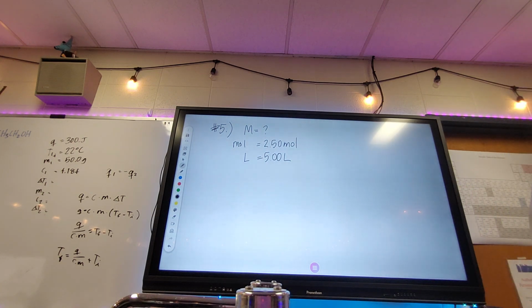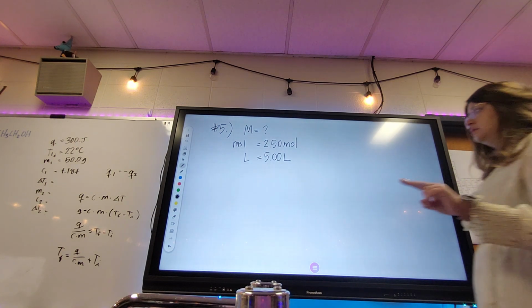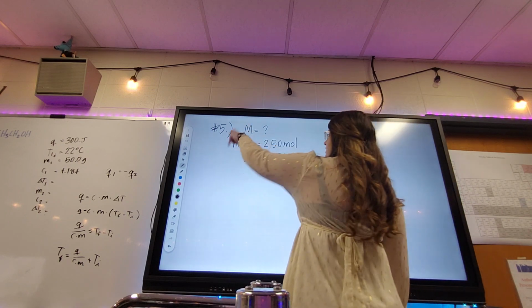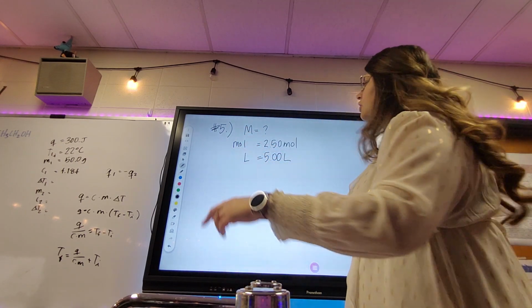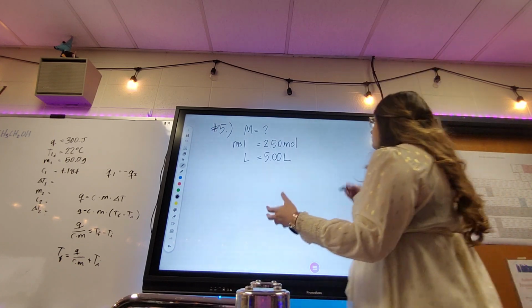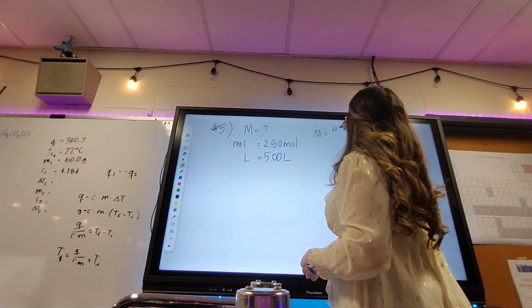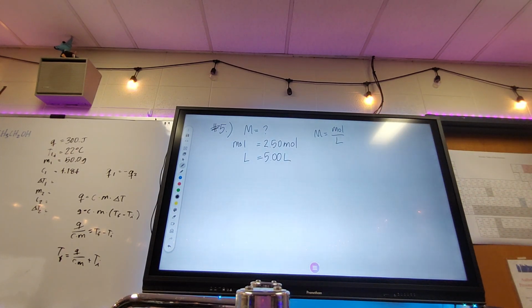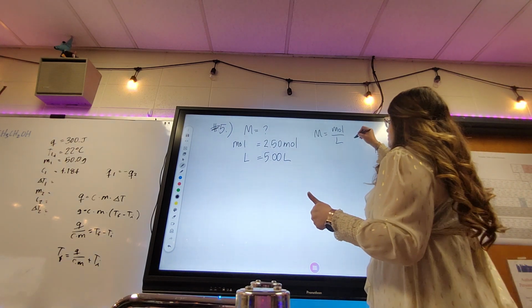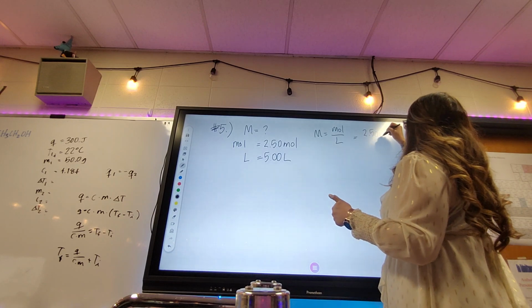Step 2 is to copy a formula down from my purple sheet. Well, I'm looking at these 3 variables here, and I know that the only formula on my purple sheet that has all 3 of those variables is number 4. So I'm going to write that down. Now I need to check. Have I solved for question mark? Yes. So last step is to just put these numbers in.